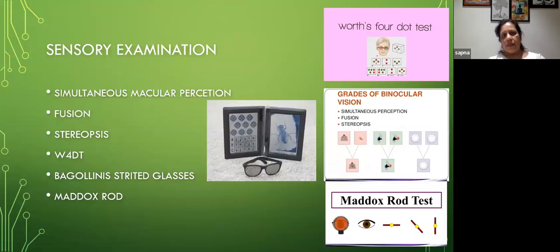Now we come to the sensory examination. Again, there are many theoretical sensory examinations like simultaneous macular perception, fusion, stereopsis, Worth four dot test, Bagolini striated glasses, and the Maddox rod. Of these, what I routinely do is fusion, stereopsis, and the Worth four dot test. Bagolini's striated test and the Maddox rod test are for fours again. And in paralytic squint, we do them again for the tropias. But routinely, I personally do not practice it.